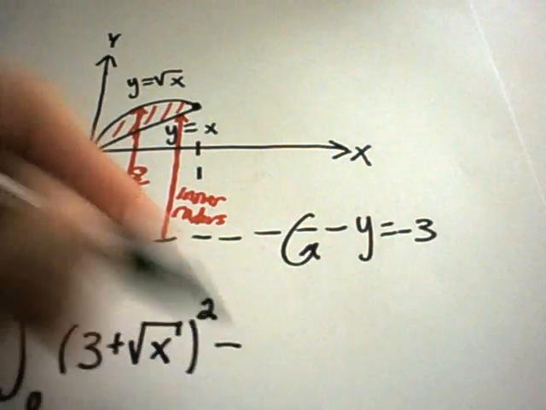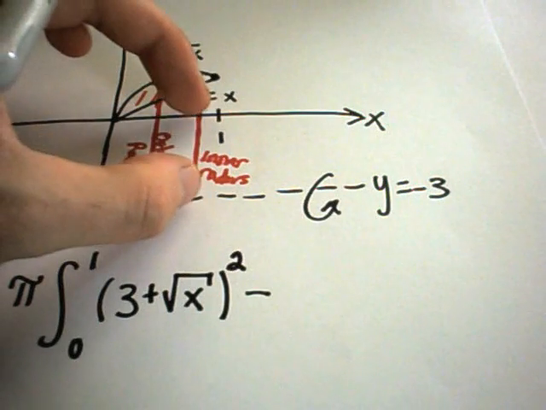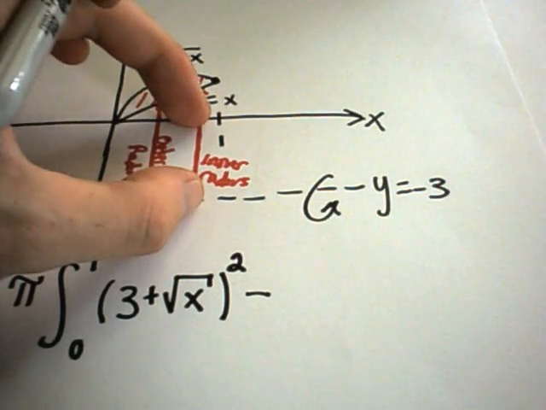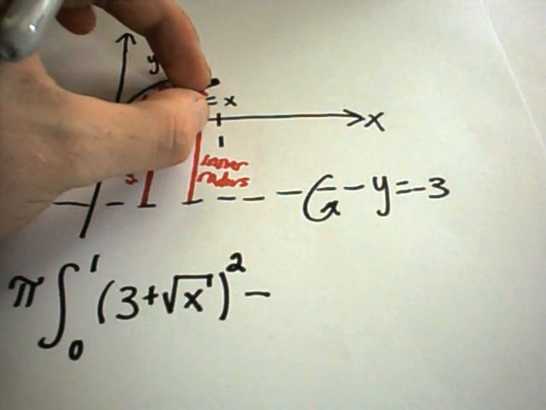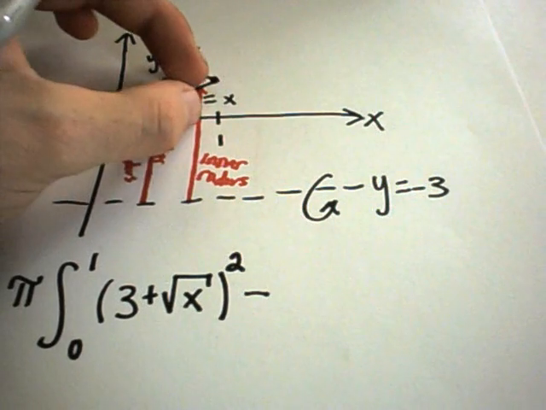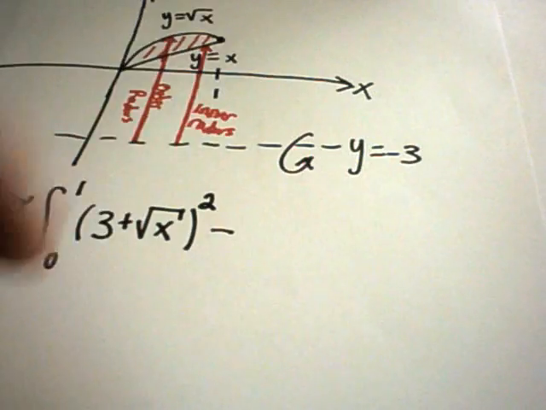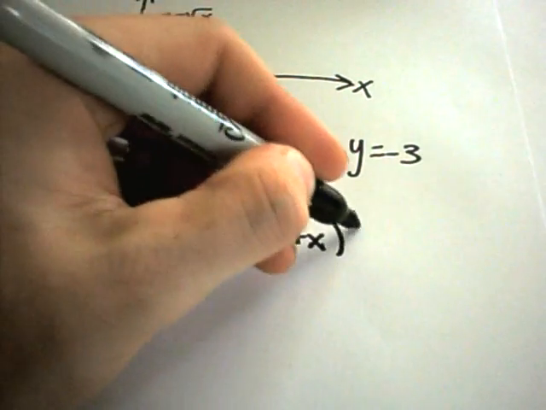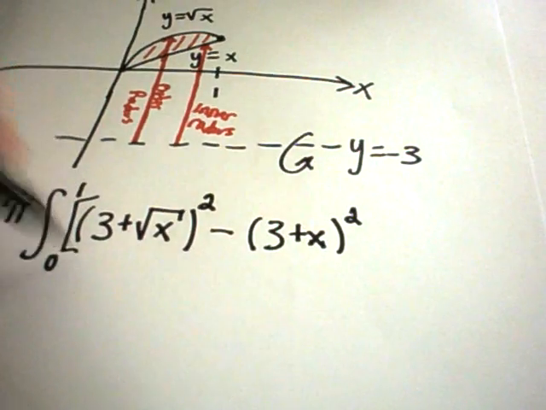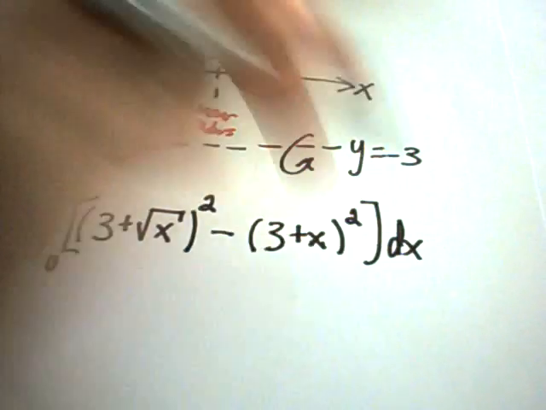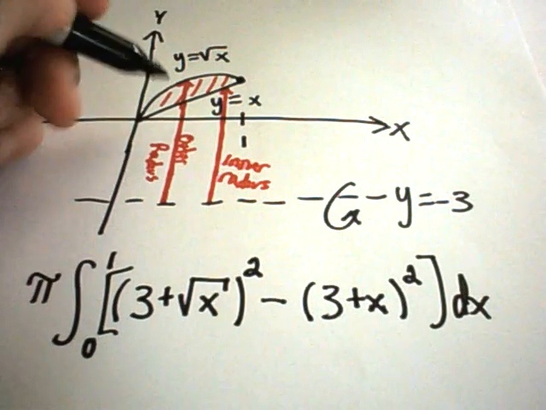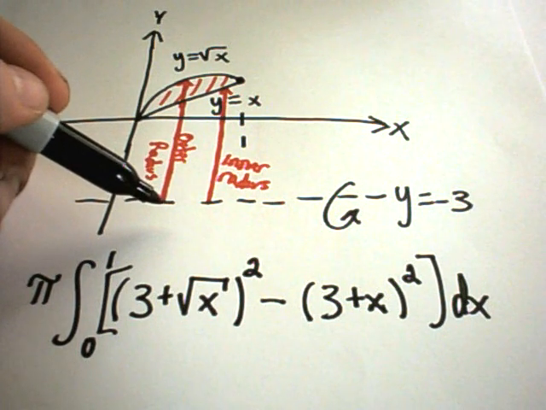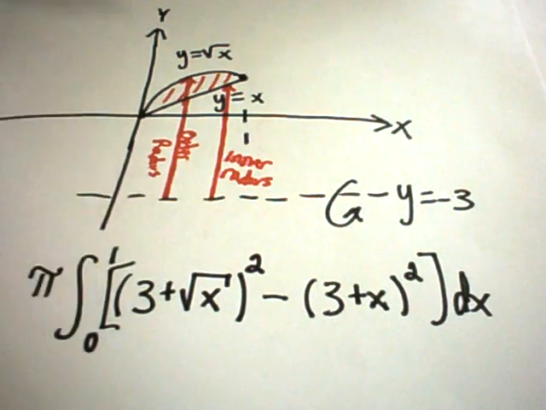And then you subtract away the inner radius. Well, again, from the x-axis to the line y equals -3, that's a distance of 3. And then to get to the bottom part of my region, I would have to go up a height of x. So the inner radius is going to be 3 plus x, quantity squared. And that's now the integral that represents this region being rotated about y equals negative 3. And that's the basic idea.